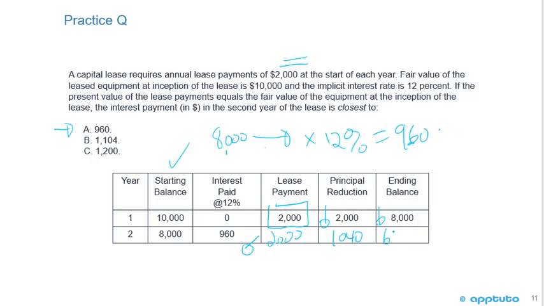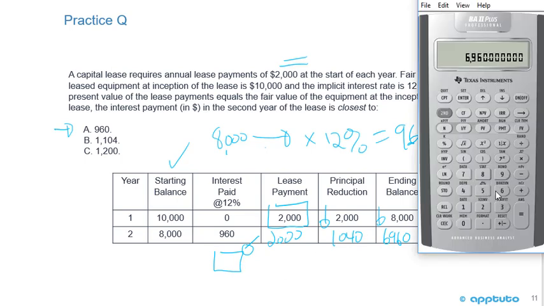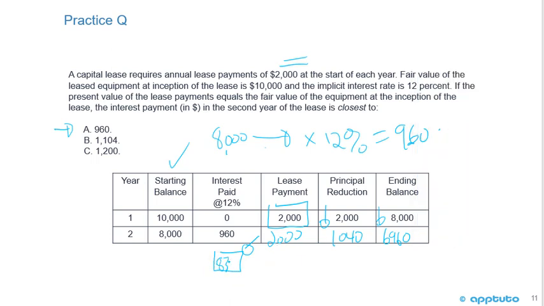So I could write here 6960, and then my interest would be 6960 times 0.12, and that would equal 835.20. So we can see our interest is coming down, 835.20, and 6960 we can carry along with the table. It's just a loan amortization table, folks. So that's just another quick little review.